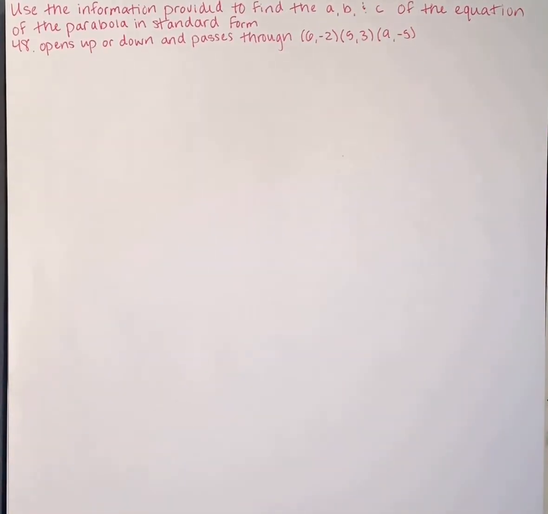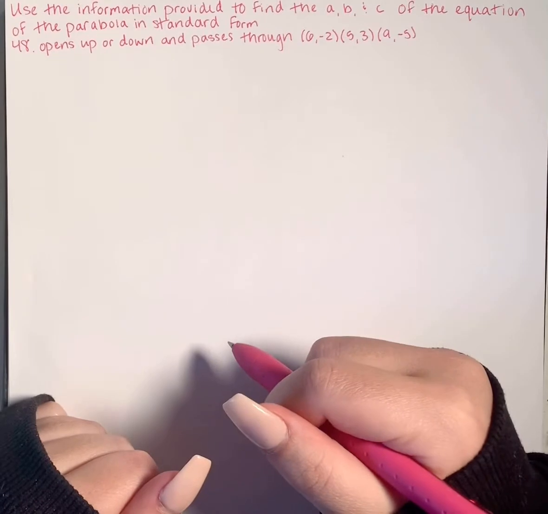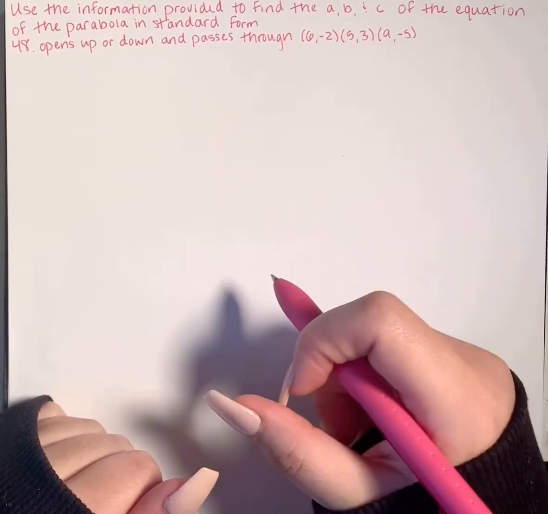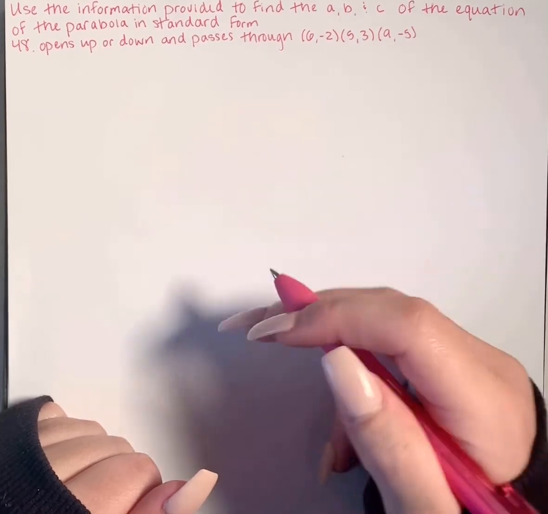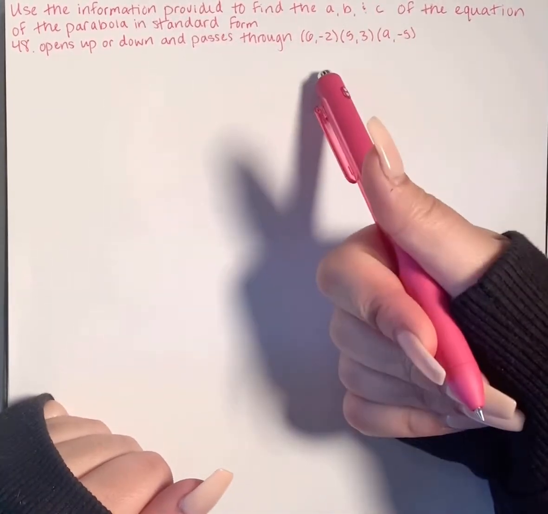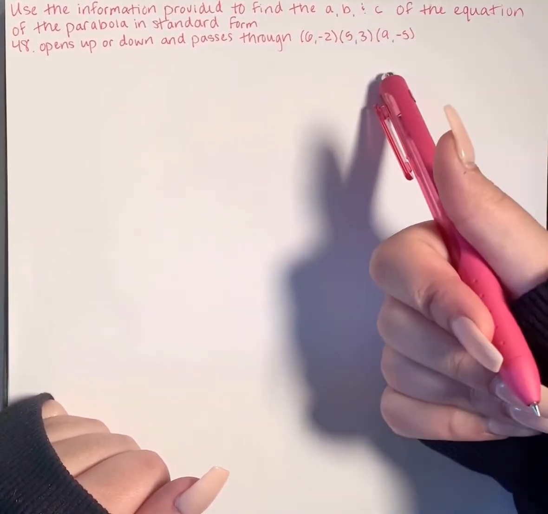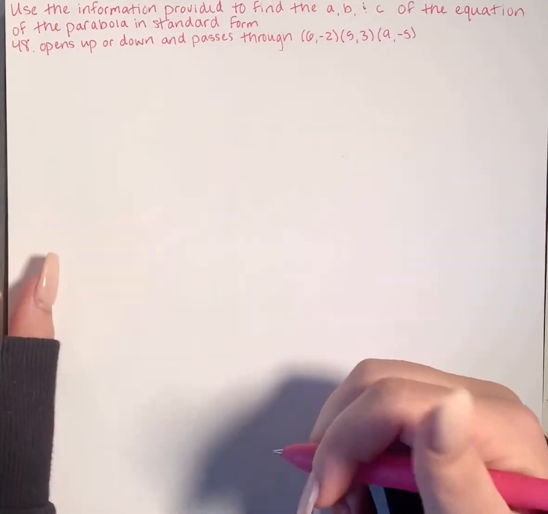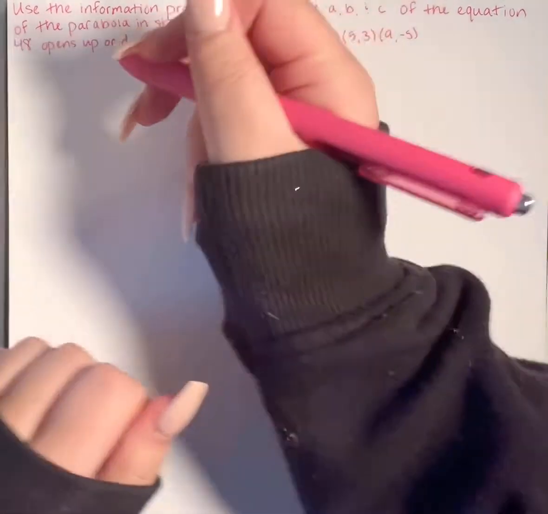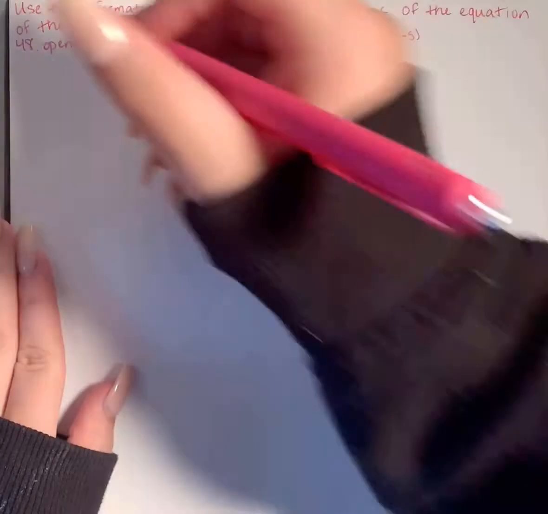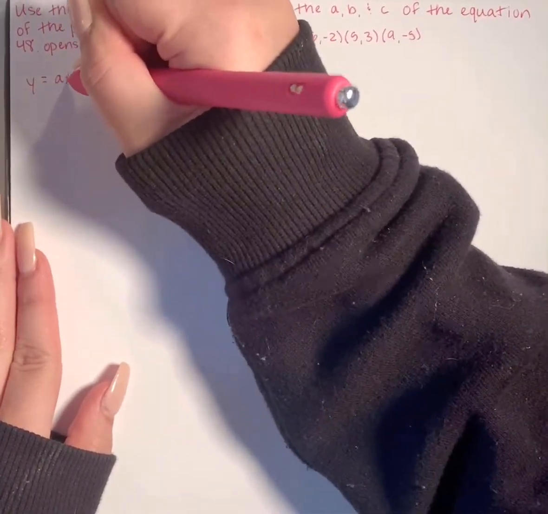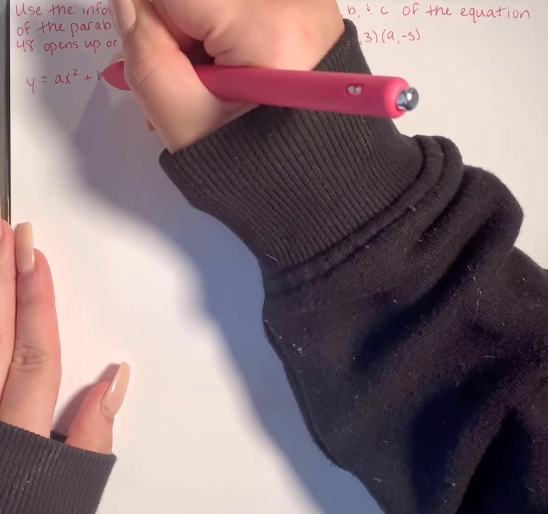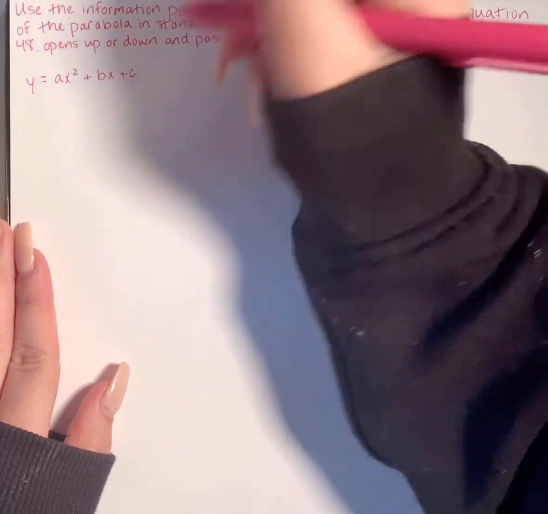So for number 48, our problem is to use the information provided to find the a, b, and c of the equation of the parabola in standard form, which opens up or down and passes through the points (6, -2), (5, 3), and (9, -5). So the first thing we're going to do is write down our standard form equation with the variables we need to solve for. So it's going to go y equals ax squared plus bx plus c.